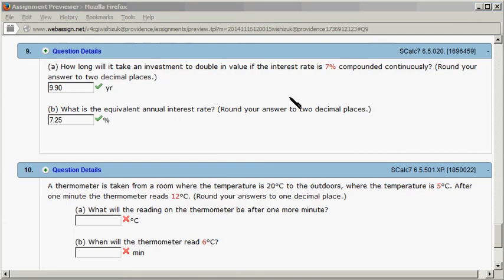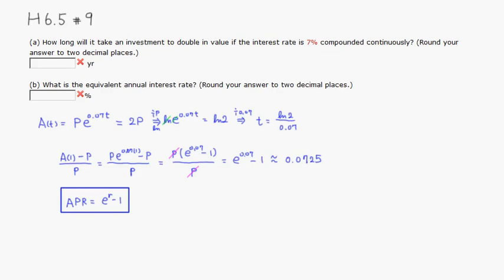It came back and it looks like we got part A and part B correctly. All right, that's it. I hope that this was clear.